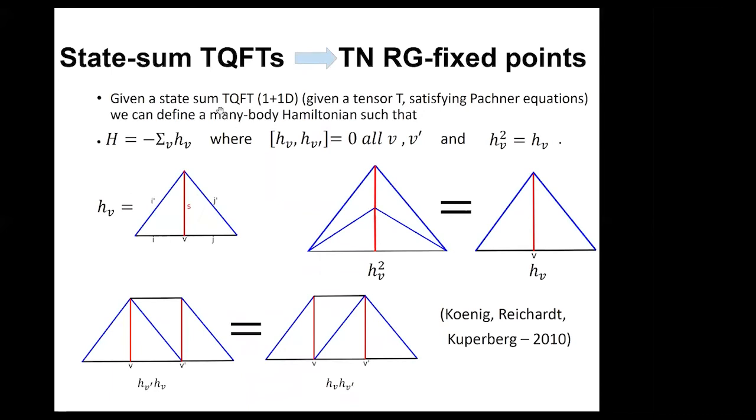Now we will show that using this data that is provided to us by the state-sum TQFTs, we can actually construct Hamiltonians. And this Hamiltonian is given by this operation that we call lifting. Everything I'm going to do in this slide and some of the next slides is for 1+1 dimensional systems, but it easily generalizes straightforwardly to higher dimensions. So this Hamiltonian operator is given by this lifting operation.